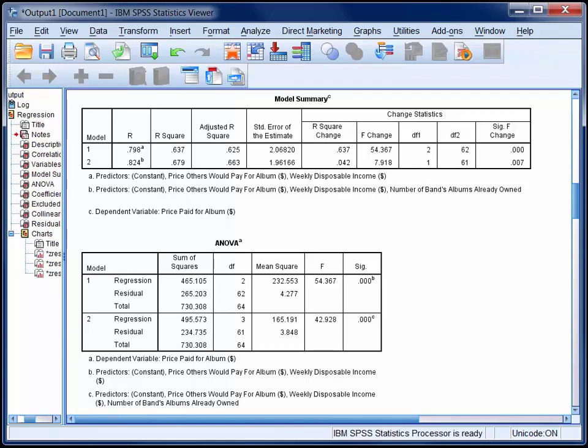Refer to the section on standard multiple regression in StatHand for information about adjusted R-squared and the standard error of estimate.